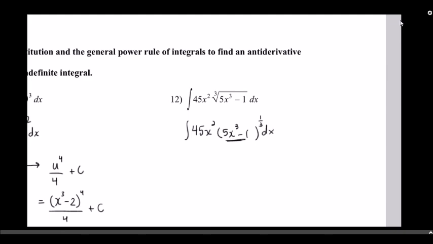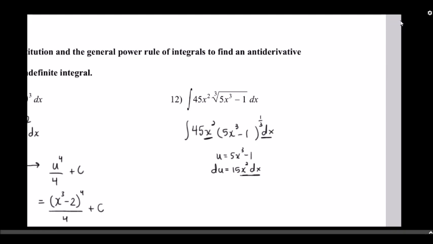So again, we have an inside function because it's being raised to a power of 1/3. So I'm going to let u equal 5x cubed minus 1, which means du is going to be 15x squared dx. Now we've got the x squared dx, but it's supposed to be 15, and we've got a 45.